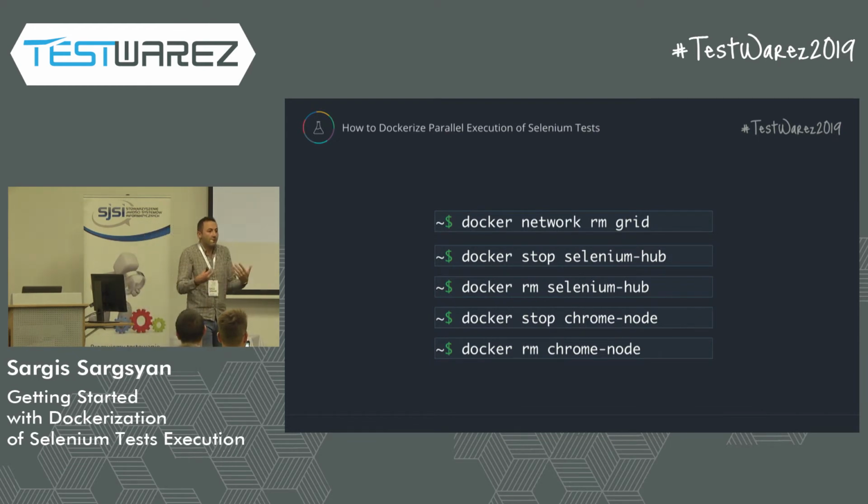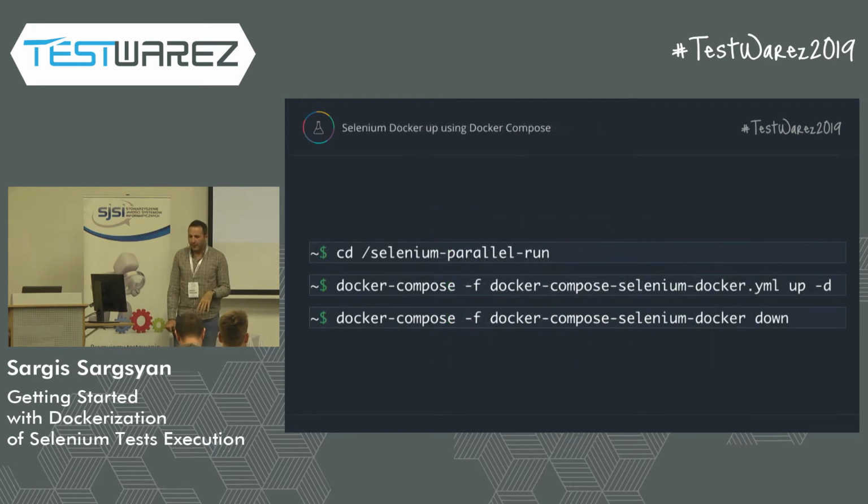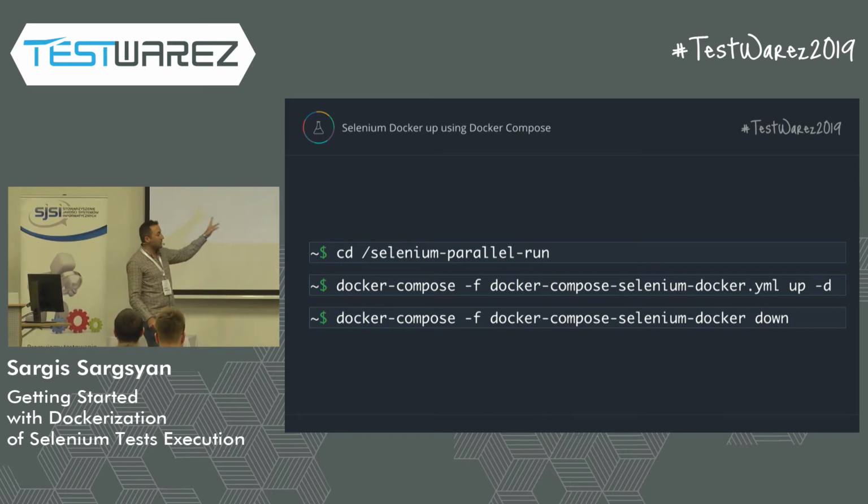You need to clean up after yourself. Yes. Then you remove the network, stop the hub and the node, and then remove them all. Have you ever heard about Docker Compose? It's the method where you can collect all these commands inside one file and just run it from the file, and it will be easy and fast. Yes. When you have the Docker Compose file, actually I have examples for you in the same repository. It's the Docker Compose Selenium Docker YAML file, which uses the Selenium official images to spin up the hub with the nodes. Yes. And then when we want to clean up, we just call down.